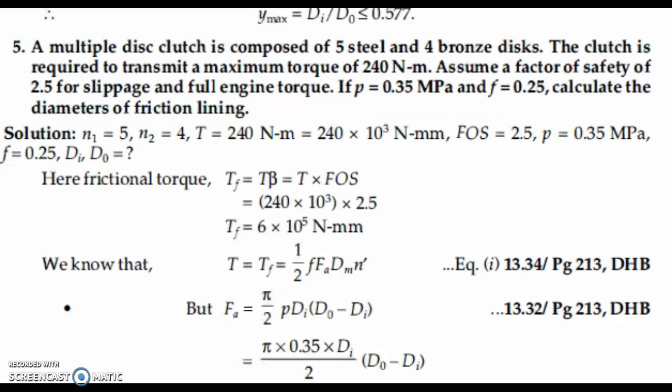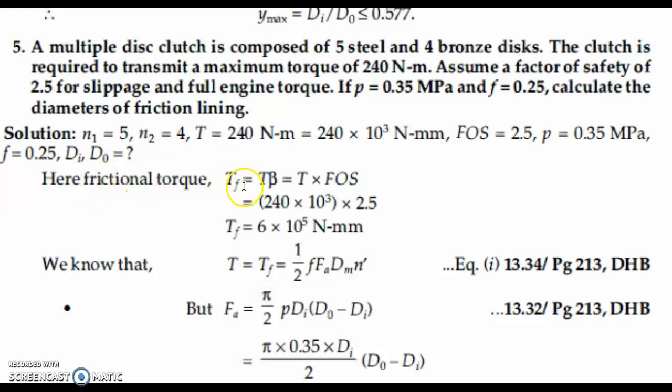How can we calculate? First of all, we can write the given data. The number of plates, the first we can denote as N1, that is equal to 5, and the second we can denote as N2, that is equal to 4. Then what is the value of torque? Torque is equal to 240 Newton meter. It is actually not 240 because the factor of safety is given, so we have to convert it into the factor of safety value, that I can explain later. Then the pressure is given as 0.35, then the friction is given as 0.25, then find the value of di and do. So listen for the answer.